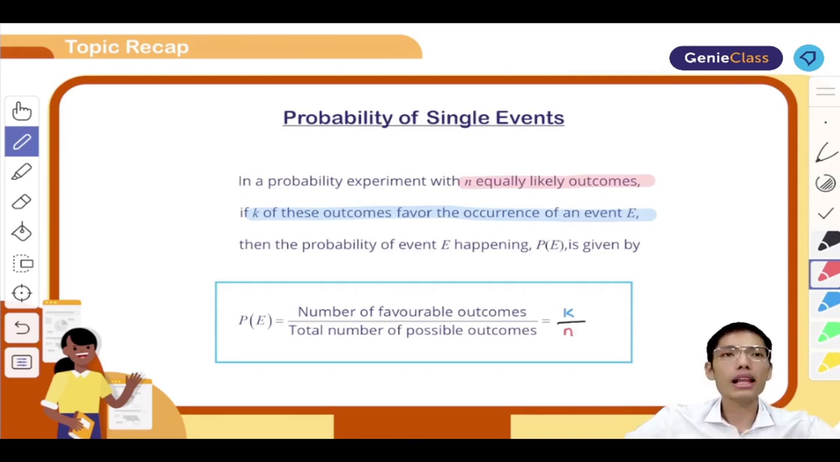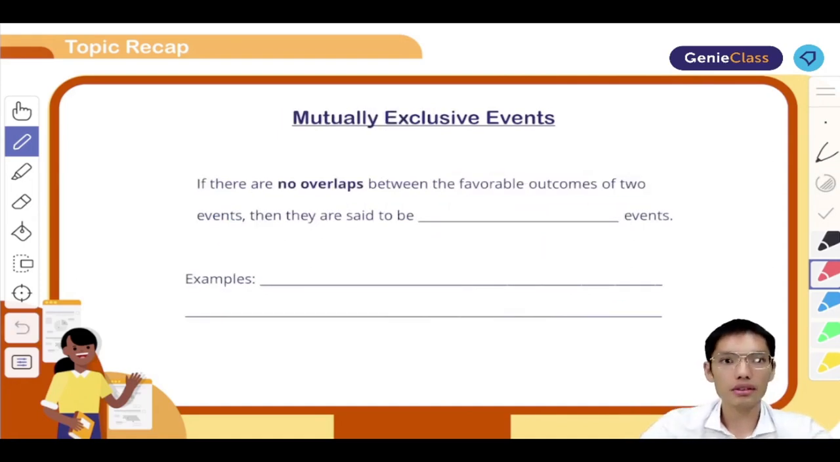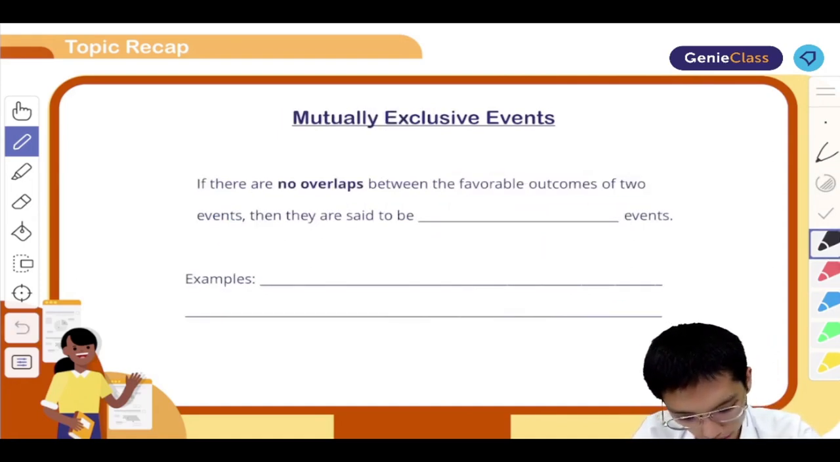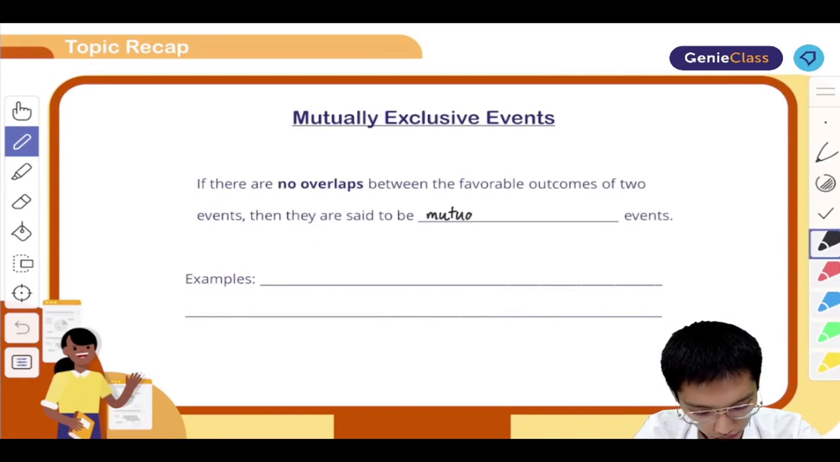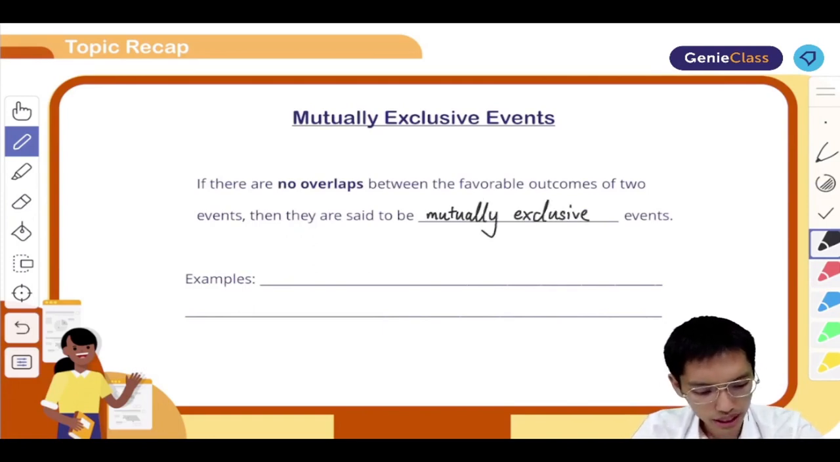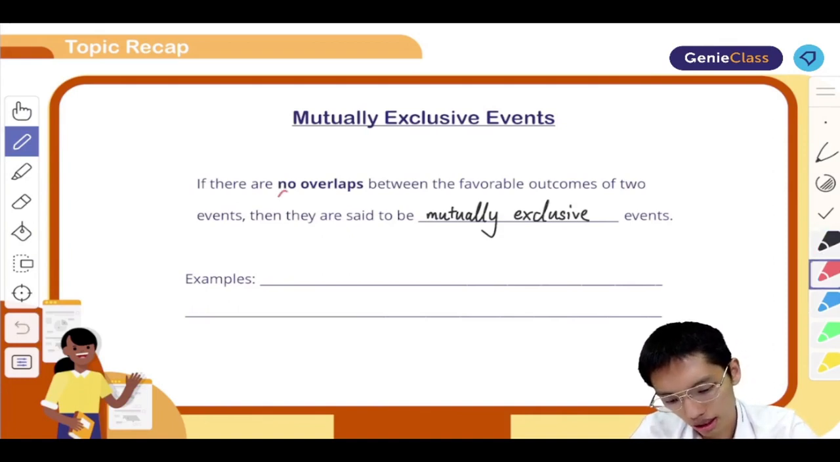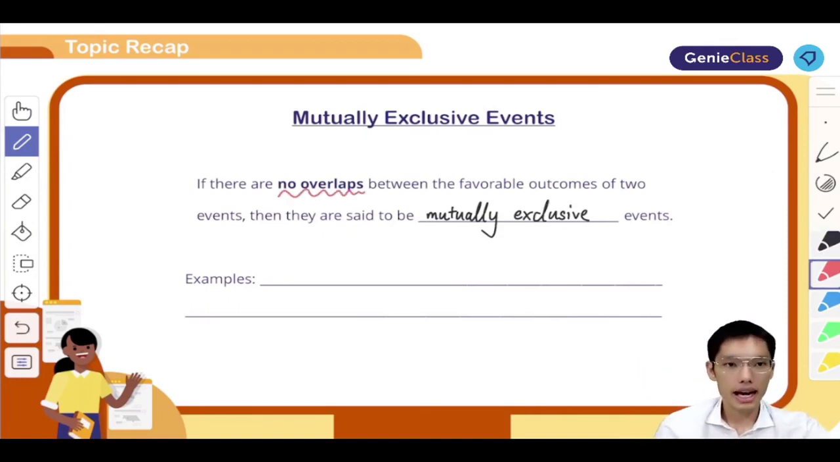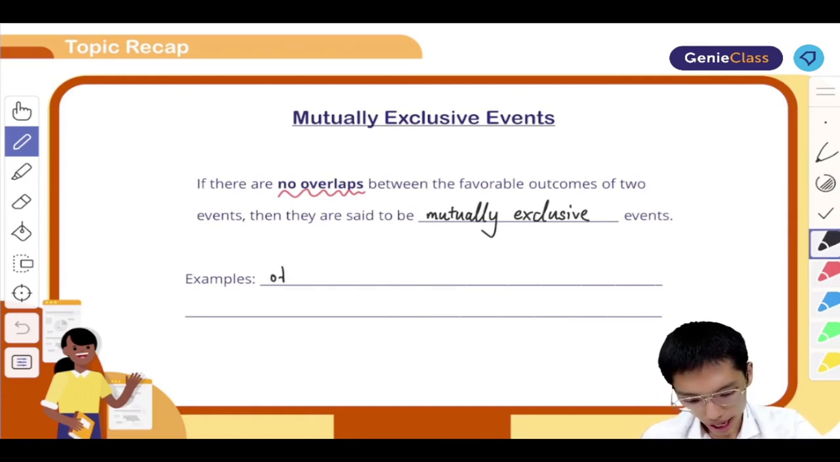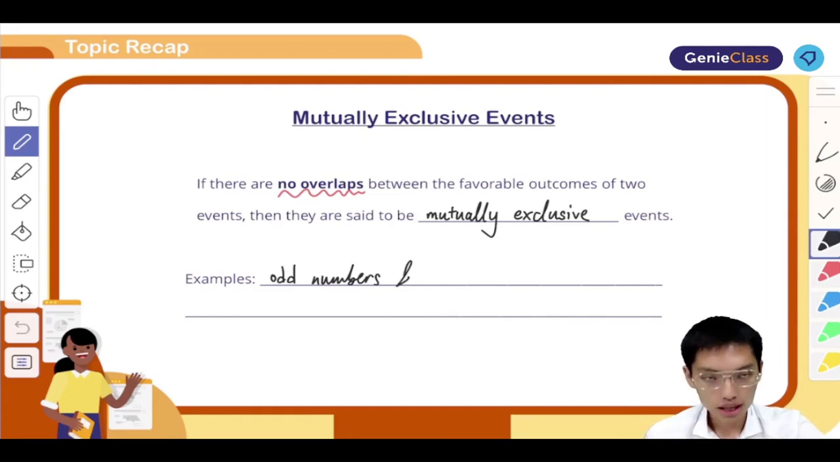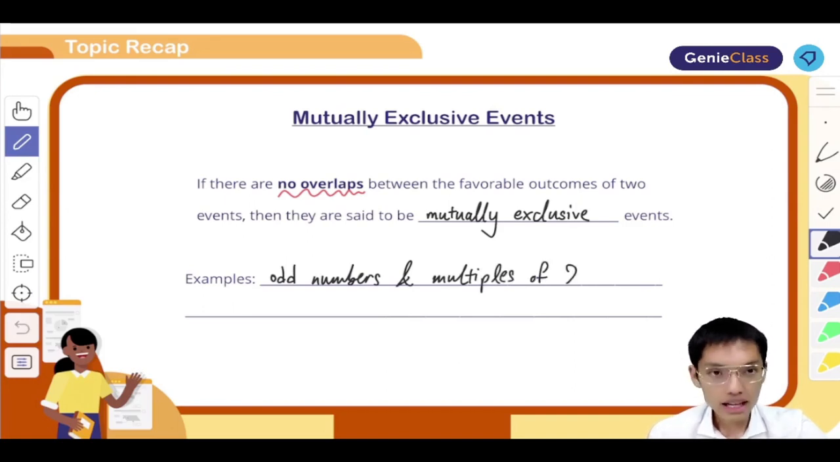Now next up, what happens with these events? I have a few types of events that can happen. If there are no overlaps, I say there are mutually exclusive events. In this case, it is not possible for there to be an intersection happening, so there's no common things that can happen. Example, let's say I have two events. One of them is odd numbers. Second one, it's multiples of 2. There are no common things between odd numbers and multiples of 2. Hence they are mutually exclusive.